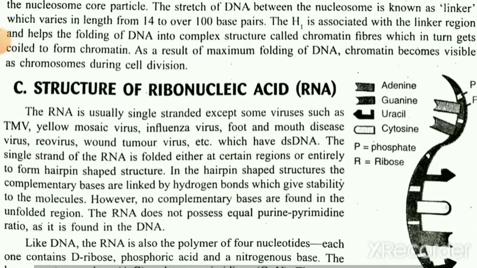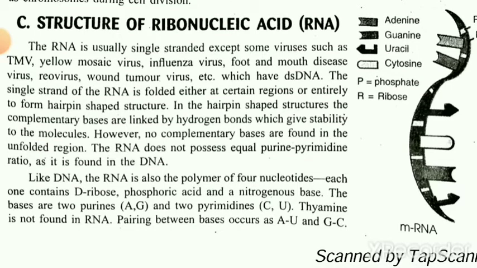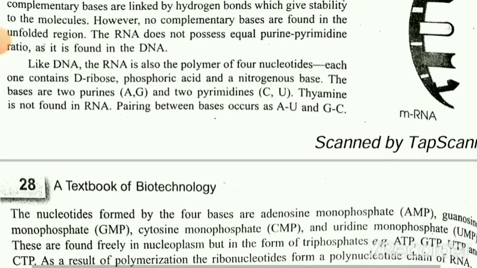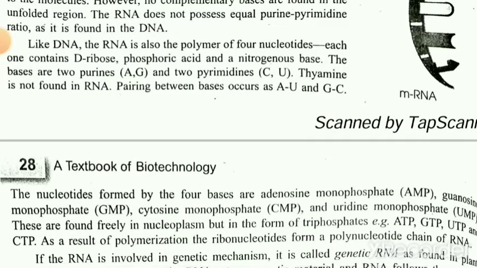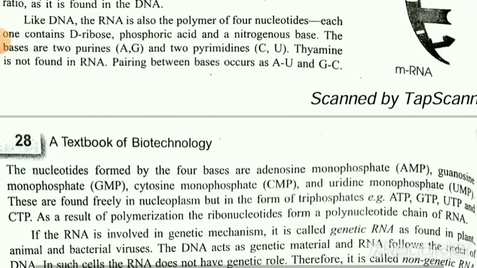The RNA does not possess an equal purine-pyrimidine ratio, as is found in the DNA. Like DNA, the RNA is also a polymer of 4 nucleotides, each one containing D-ribose, phosphoric acid and a nitrogenous base. The bases are 2 purines, A, G, and 2 pyrimidines, C, U. Thymine is not found in RNA. Pairing between bases occurs as AU and GC. If the RNA is involved in genetic mechanism, it is called genetic RNA, as found in plant, animal and bacterial viruses. In other cells, DNA acts as genetic material and RNA follows the order of DNA. In such cells, the RNA does not have a genetic role. Therefore, it is called non-genetic RNA.